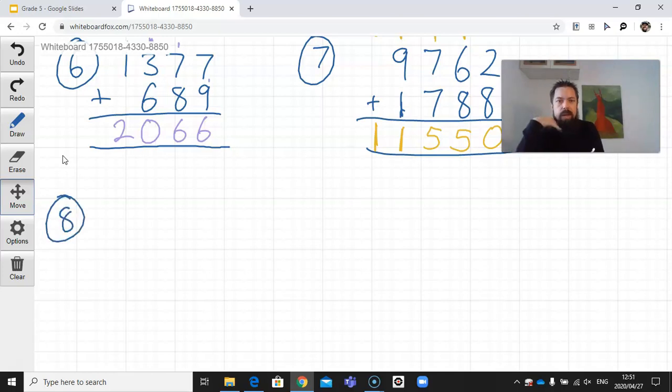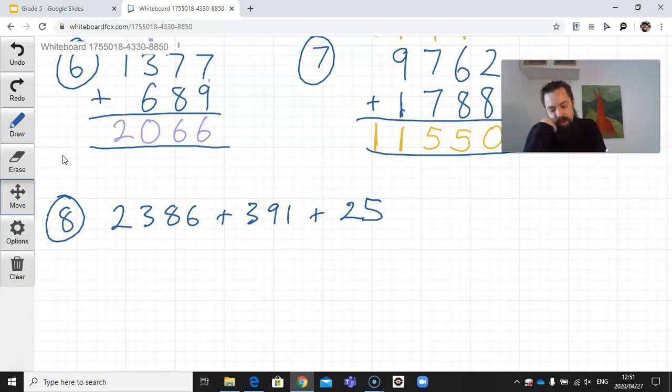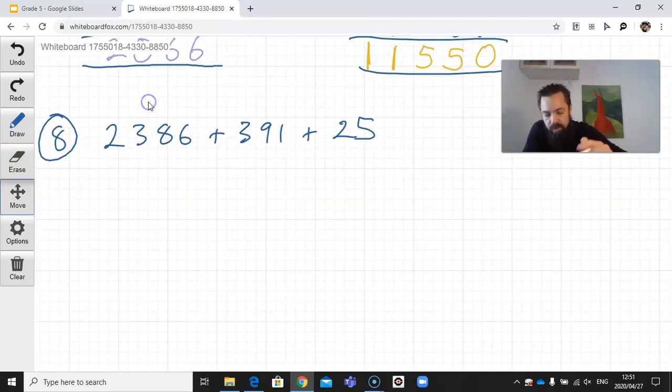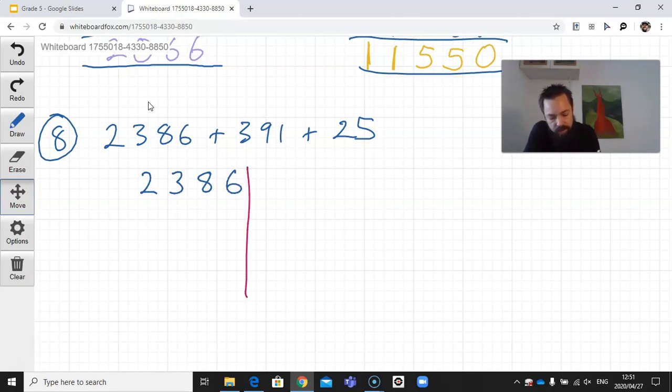Right, one more. You can't do this particular thing with the other operations, but it works quite nicely with plus. Let's say I had 2,386 plus 391 plus 25. What's quite nice about addition is that we can actually put all of those underneath each other and still get to the right answer. So I'm going to start off by laying it out, remembering that we line things up on the right-hand side.